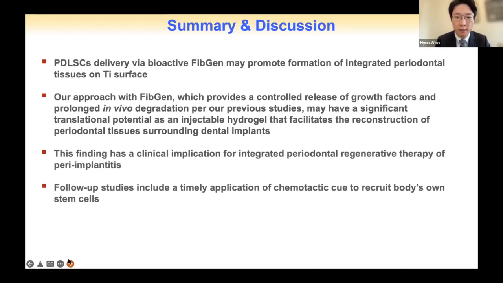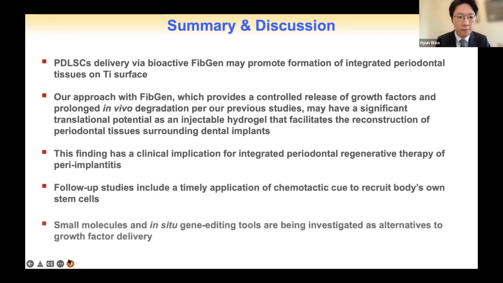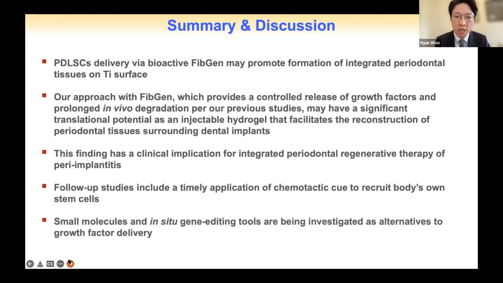Follow-up studies include a timely application of chemotactic cues to recruit the body's own stem cells. Small molecules and in situ gene editing tools are being investigated as alternatives to growth factor delivery.